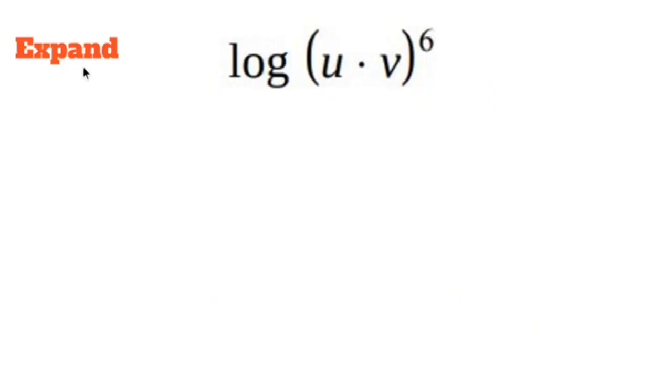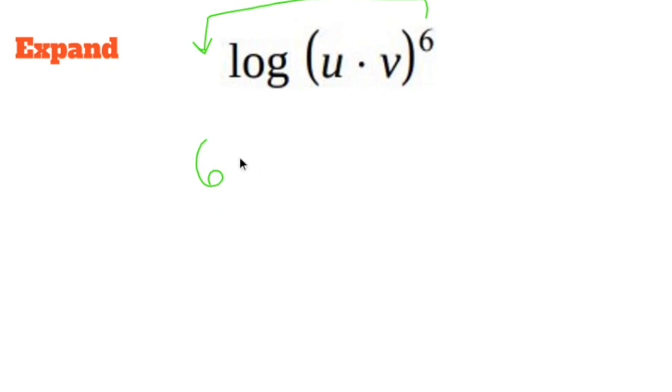All right, my job is to expand log parentheses u times v close parentheses to the 6. So I might have several logs going on. First thing that I notice is I have an exponent living right here. My exponent is attached to the whole thing, okay, and not just u and not just v. So the first thing that I want to do is if I'm supposed to expand a log and I see an exponent that applies to everything, bring it out front.